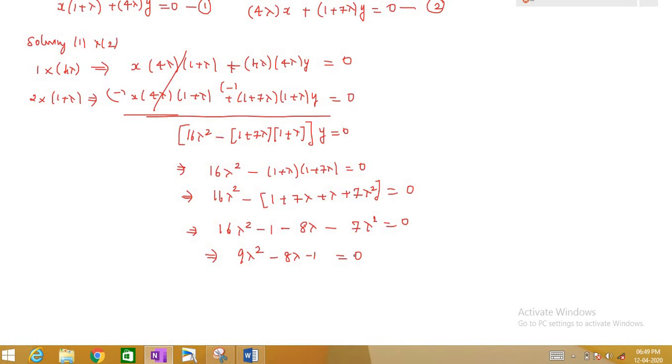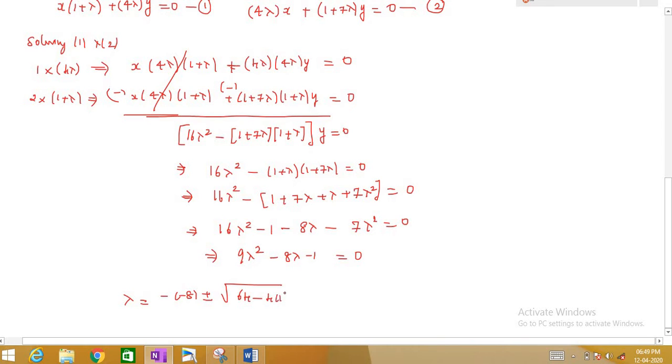The equation is 9 lambda square minus 8 lambda minus 1 equal to 0. We solve this by the quadratic formula. So lambda will be minus b plus or minus square root of b square minus 4ac, all over 2a. Here c is minus 1, and 2a is 2 into 9. So this will be minus of minus 8, which is plus 8, plus or minus square root of 64 plus 36, by 18. So this will be 8 plus or minus 10 by 18, because this will be root 100.